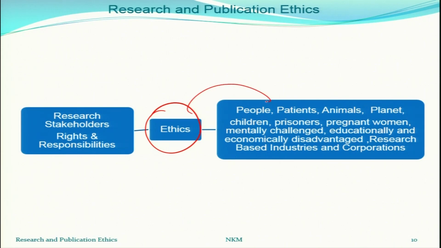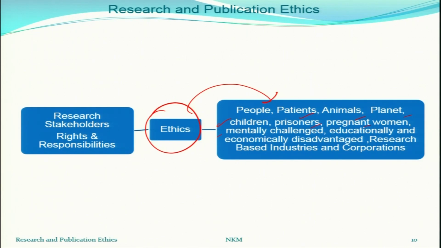So we have to understand that ethical violations majorly occur when we conduct experiments on certain people, like patients, like animals, like when we are doing an experiment in environmental research on an environmentally vulnerable site, or when we conduct experiments on children, or prisoners or pregnant women, or we are conducting experiments on mentally challenged people, or educationally and economically disadvantaged people. Then we have to be very concerned about the ethical principles and the values we should follow in our research conduct.